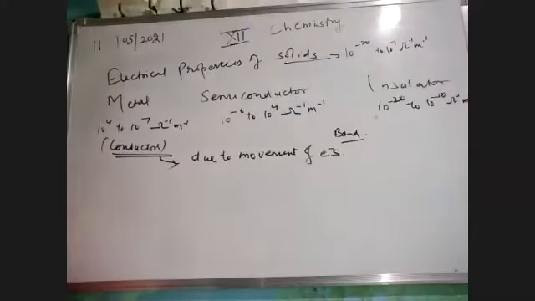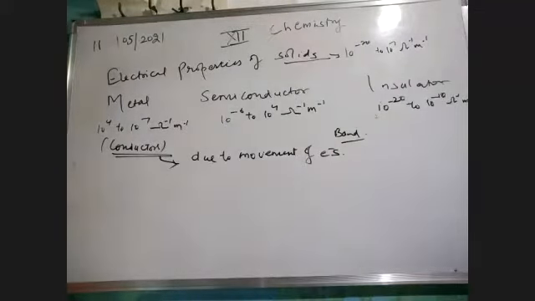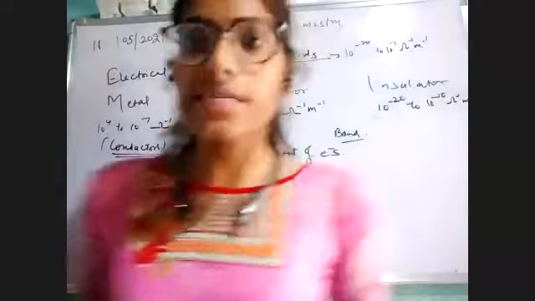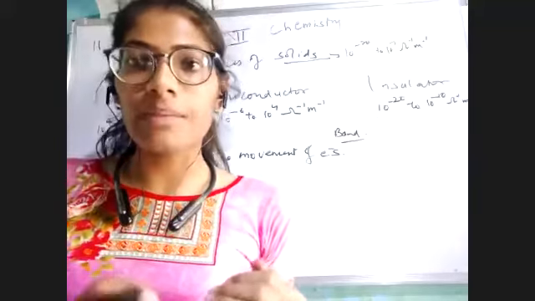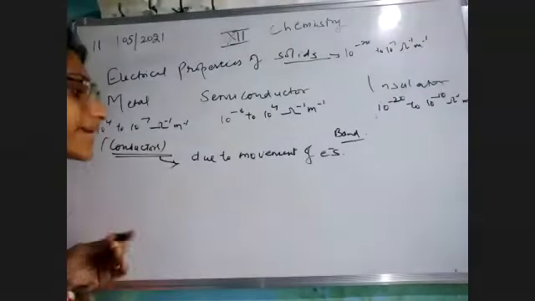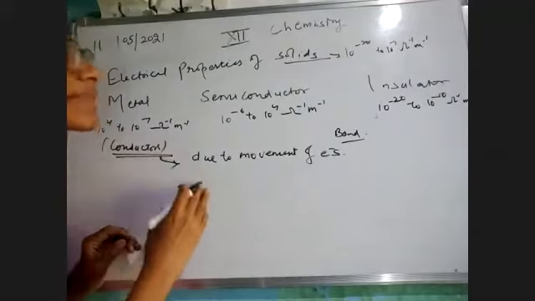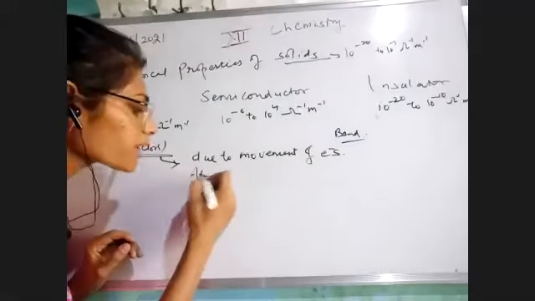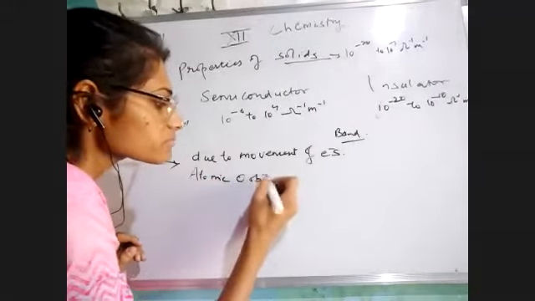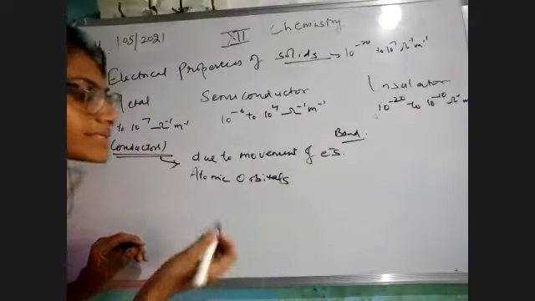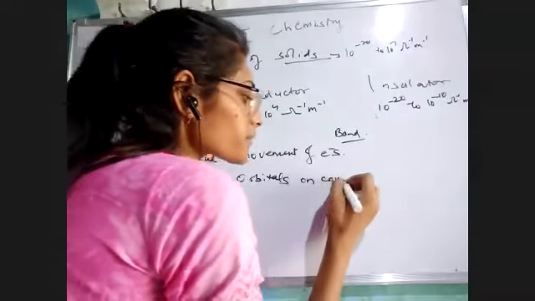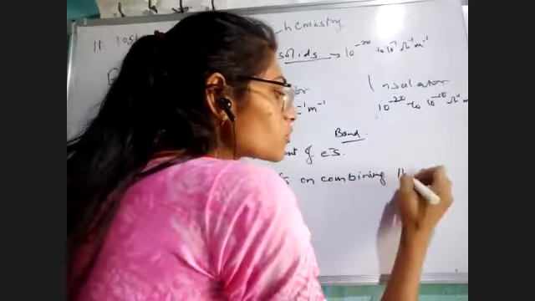And if I'm talking about electrolytes, they show conductivity due to movement of ions. Now, metals conduct electricity both in solid as well as in molten state. That means they can conduct electricity even if they are in molten form. Okay, now the point is, the conductors, the metals, have some atomic orbitals. We know that very well. Each kind of atom has atomic orbitals, and on combining, they form molecular orbitals.